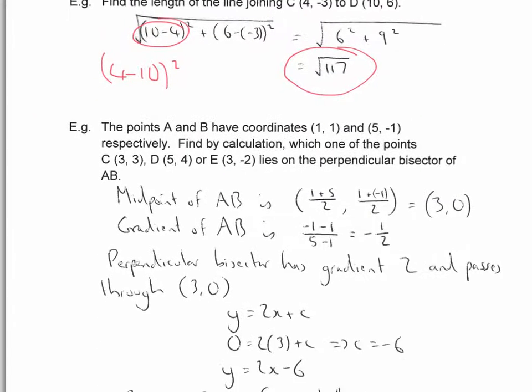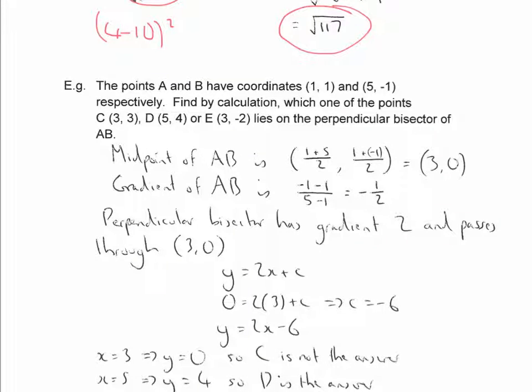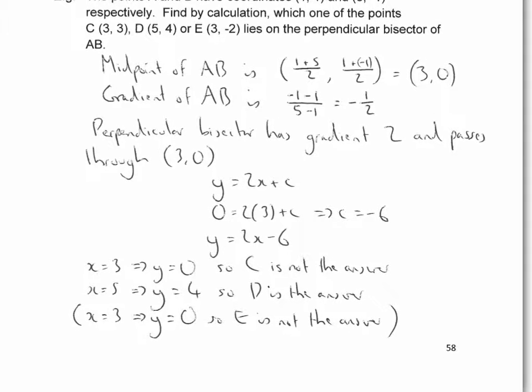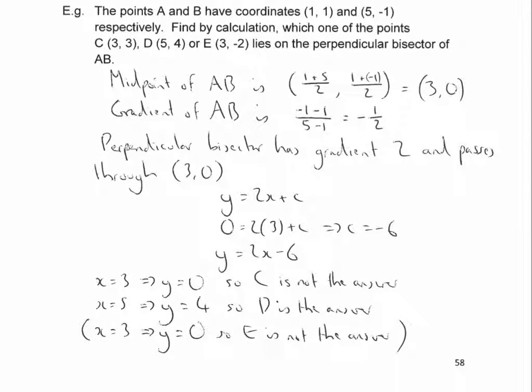Another example here. It says points A and B, and you're given their coordinates. It says find by calculation which one of the points C, D, and E lies on the perpendicular bisector of AB. We've jumped straight in here to a very, very good question. This tests quite a lot. Now there are various ways of doing this. I'll mention one other quite nice way of doing it in a second, but I'm going to first of all try and find the equation of the perpendicular bisector. If I have an equation for it, then I can just plug these points in and see if they work.